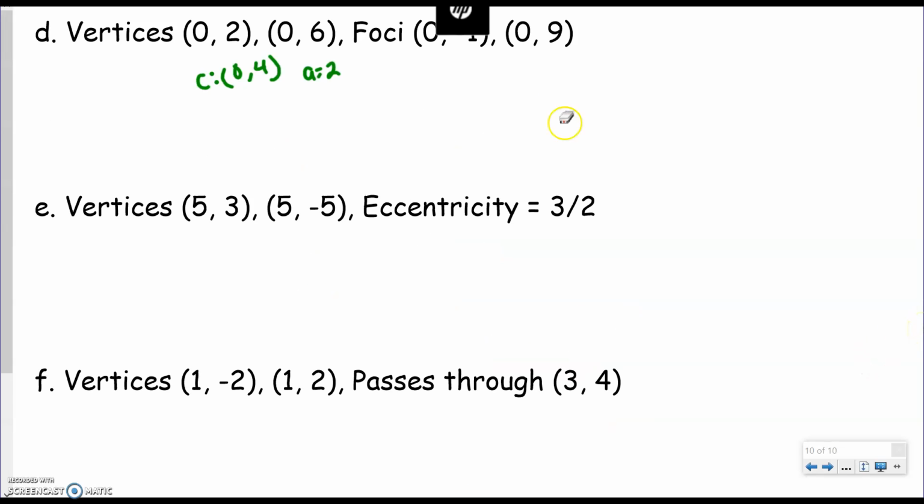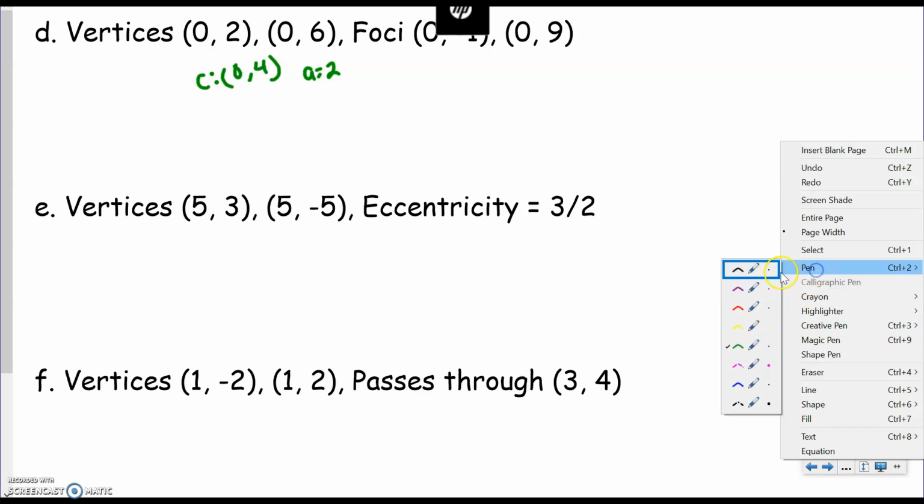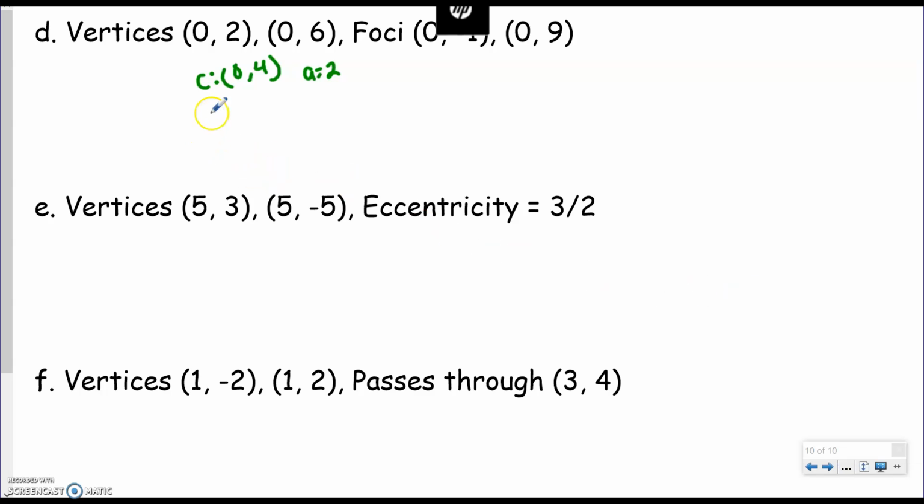Okay, for the next problem, you'll notice that my vertices aren't at the same number, like a positive and negative something. So that means my center is not at 0, 0. So I need to find the midpoint of 2 and 6. So 2 plus 6 is 8, divided by 2, I get 4. So in between 2 and 6, we have 4. And then to get from 4 to 6, it's 2. That's my A value. Remember, my foci is my C value. So going from 4 to 9, my C is going to be 5 there.